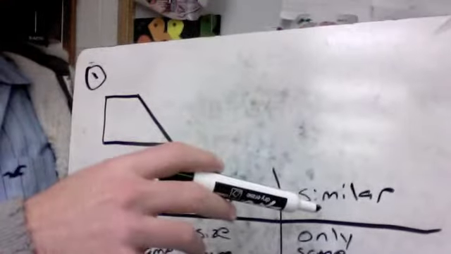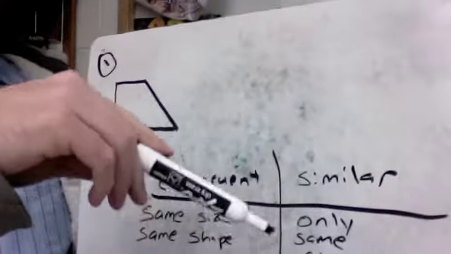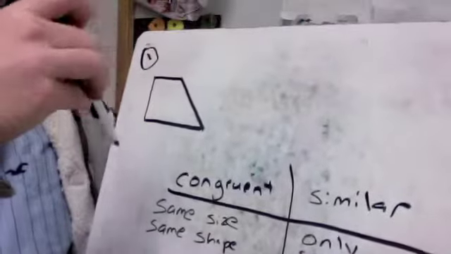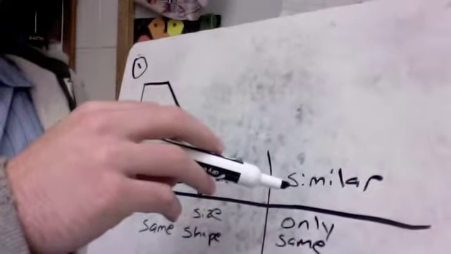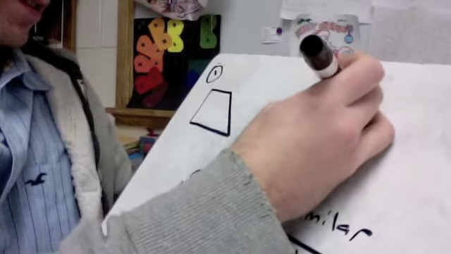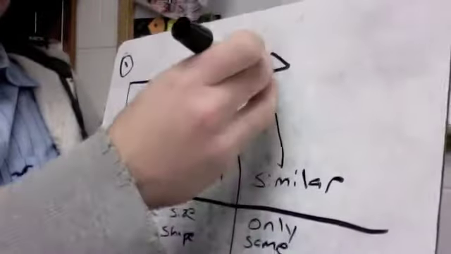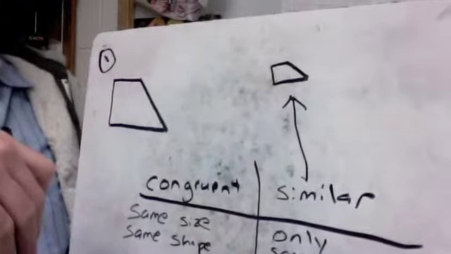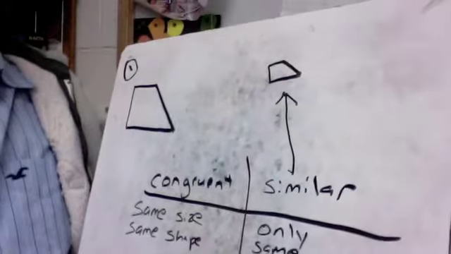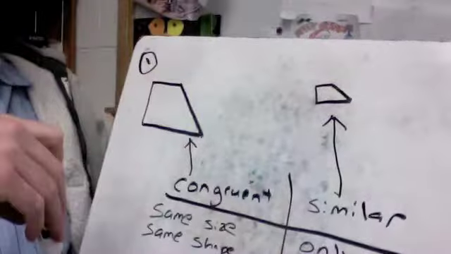Now, the other word that was similar to this is actually similar. And similar is only the same shape. Size doesn't matter. So if I just wanted to draw a similar trapezoid, I could do this. I could just draw this, this, this, this. That is a similar trapezoid just because it's the same shape, but it's not the same size. If you drew something like this, depending on whether you made it like this or like this, doesn't matter as long as it's the same size and the same shape.